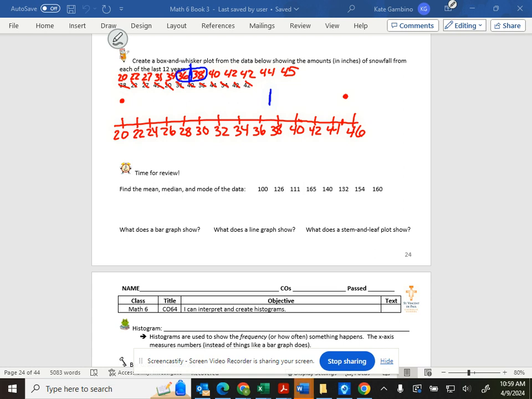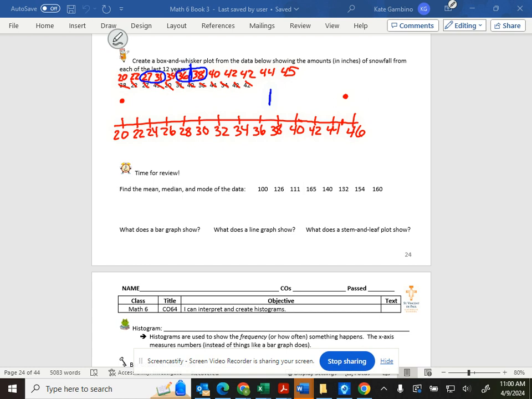What else do I need to know? What do you think, Melanie? Yeah, I need to know my lower quartile, my upper quartile. That's finding the median of my lower, the median of my upper. So what is my median of my lower scores? If I look at that, I've got 20 and 36, I've got 22 and 34, I've got 27 and 31. So I've got 27 and 31 right there. What is the median of 27 and 31?